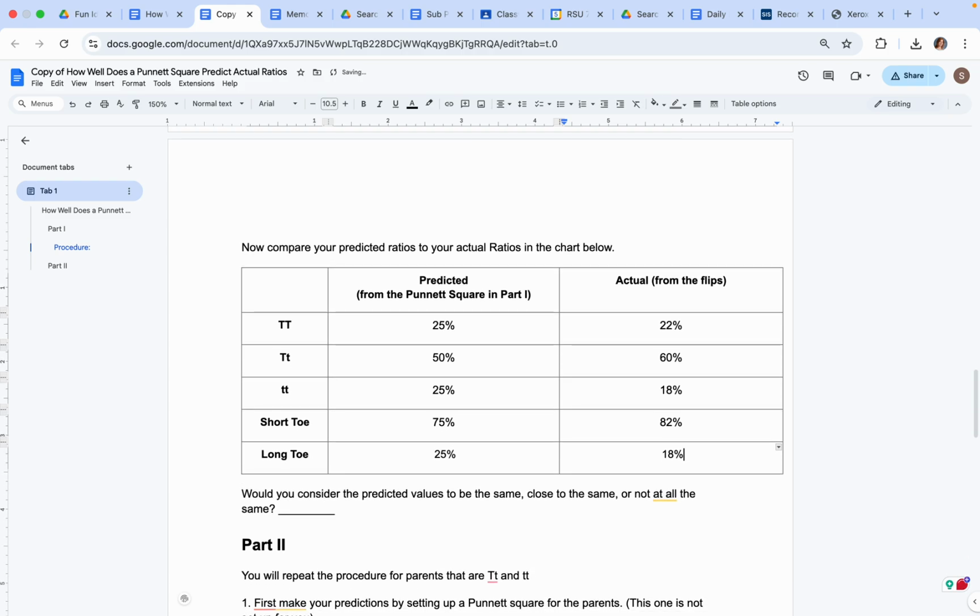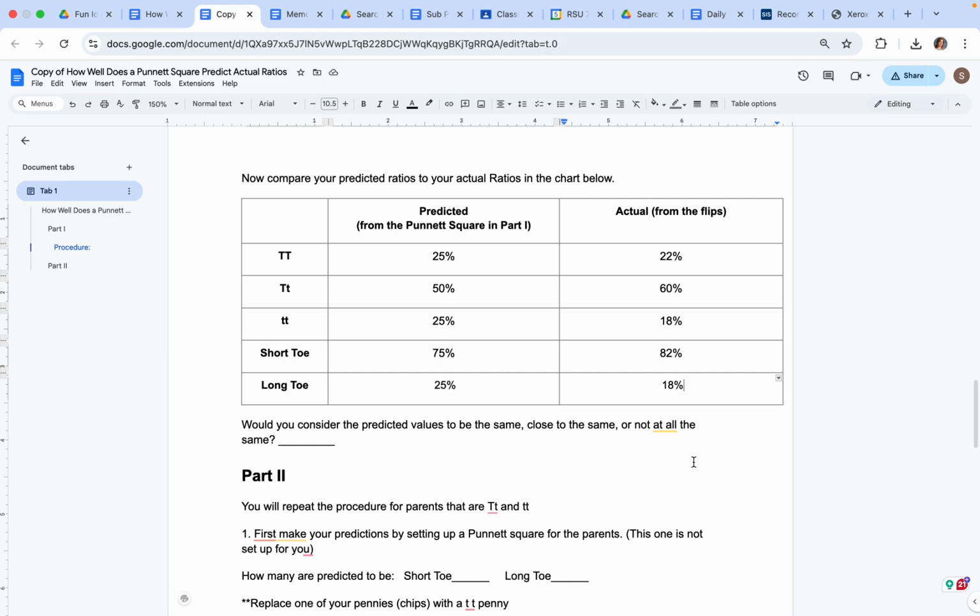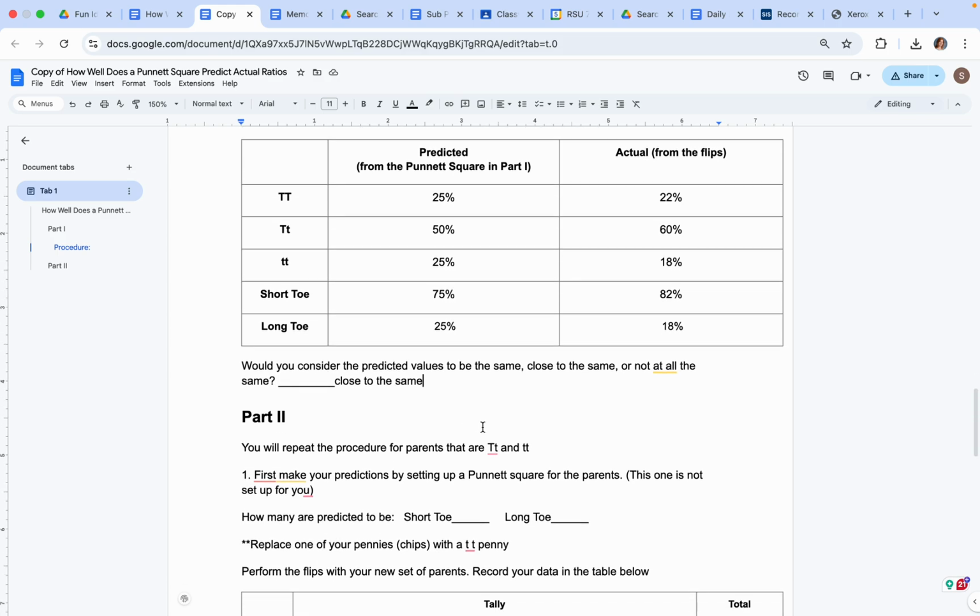Okay, so now we can compare our predictions to our actual side by side. And you notice that they're not exact matches. Mine are actually pretty far off. Hopefully yours are closer than this. Would you consider the predicted values to be the same, close to the same, or not at all the same? I'm going to say close to the same because they're not super far off, but you can see my heterozygote number is pretty far off. It's pretty high. There's a big difference between a 60 and a 50, but still, it's not wildly different. So I'm going to say close to the same.